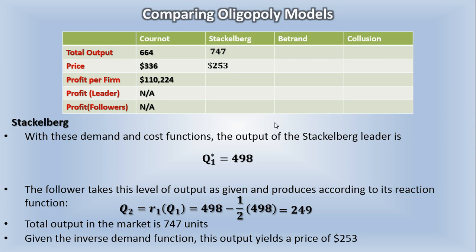So we see that the price is significantly lower than in the Cournot setting as well. So again, just by having that first mover advantage, that lowers the price in the market, making it better for consumers. The Stackelberg leader, of course, winds up doing better, but the Cournot follower winds up doing worse.